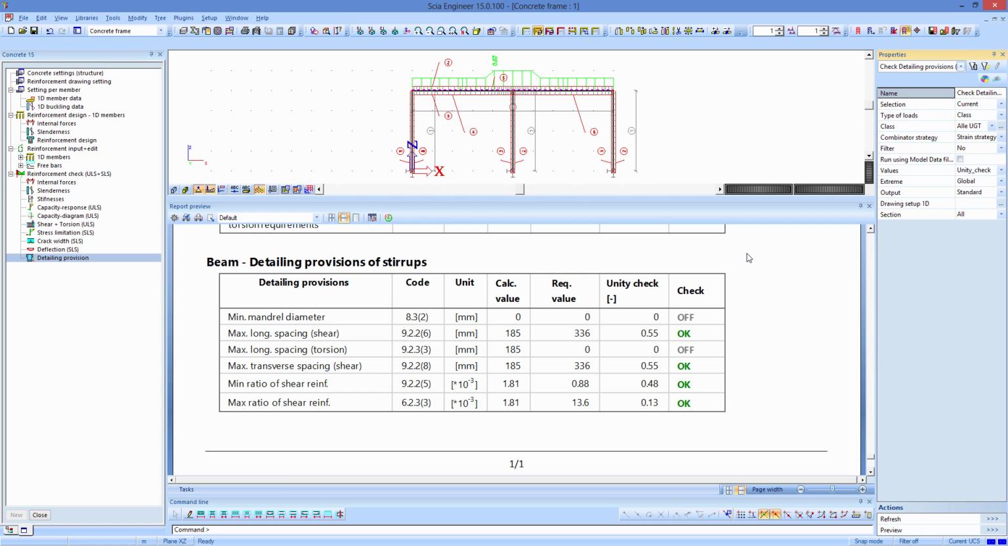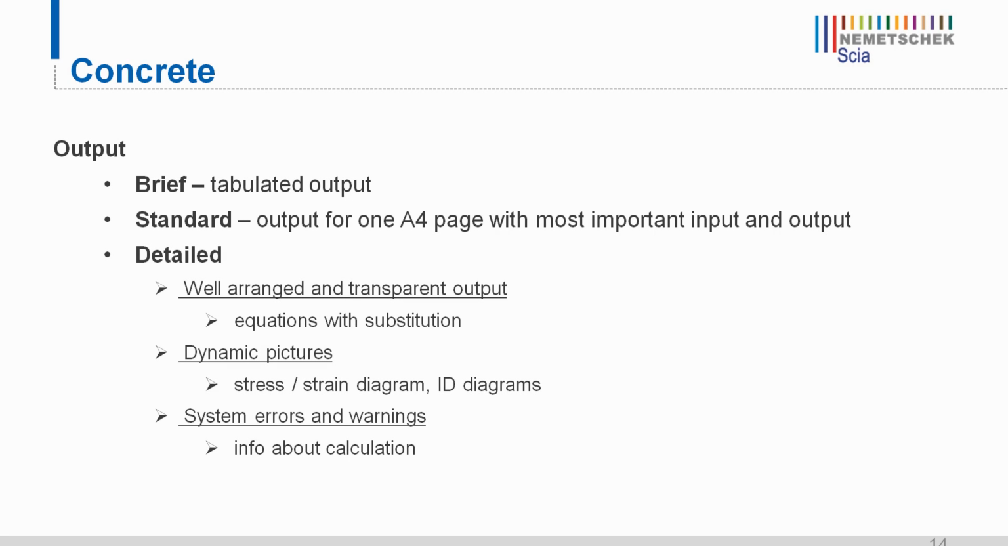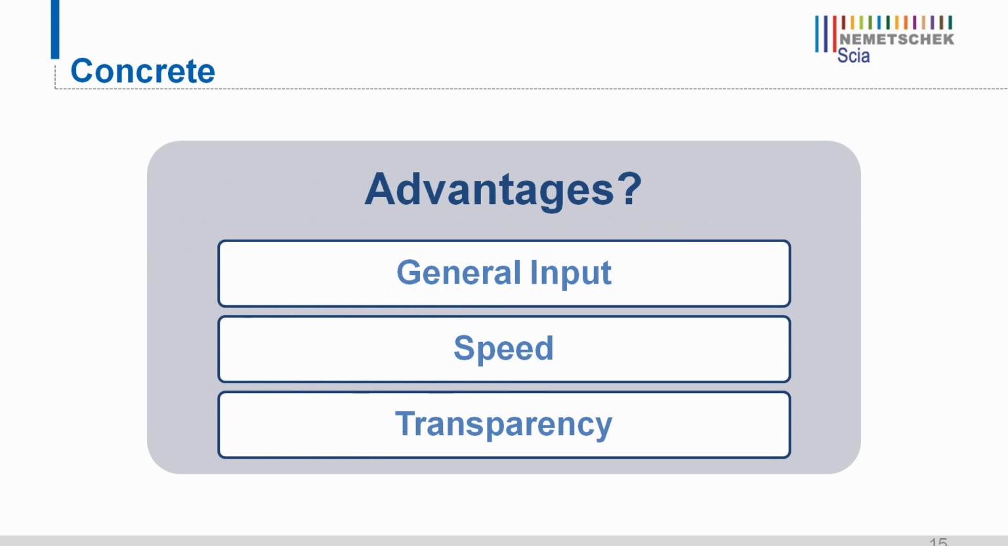So as you can see, a lot of improvements have been made as you compare it with the old concrete. And there are also some advantages which I will show you in my presentation. There are three main advantages that the new concrete has to offer, and that is the general input of cross-section and loads, the speed that is much faster than the old concrete, and the transparency and output thanks to the technology of Scia design forms.